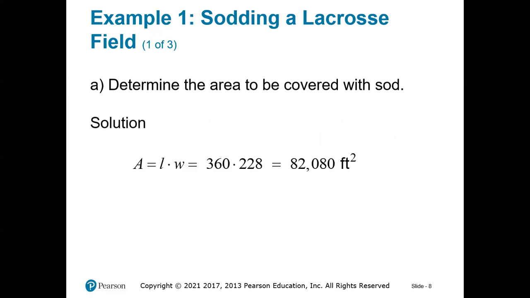Well, like you see here, the solution. The area of this field is 360 feet times 228, which is 82,080 square feet, right? So that's the area of the field that we would like to sod.